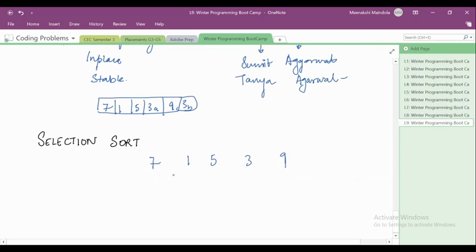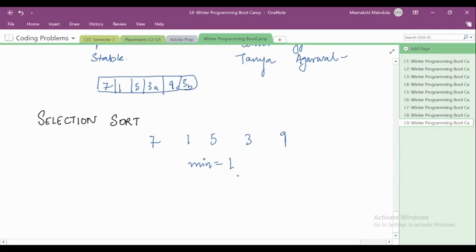So you first find out the minimum element. In this particular array, what is the minimum element here? You have 1 as the minimum element, and now you are going to swap it with the element which is at its correct position. So the correct position 1 is going to have is the first position. You swap 7 and 1, 7 comes at the position of 1 and the rest of the array remains the same.